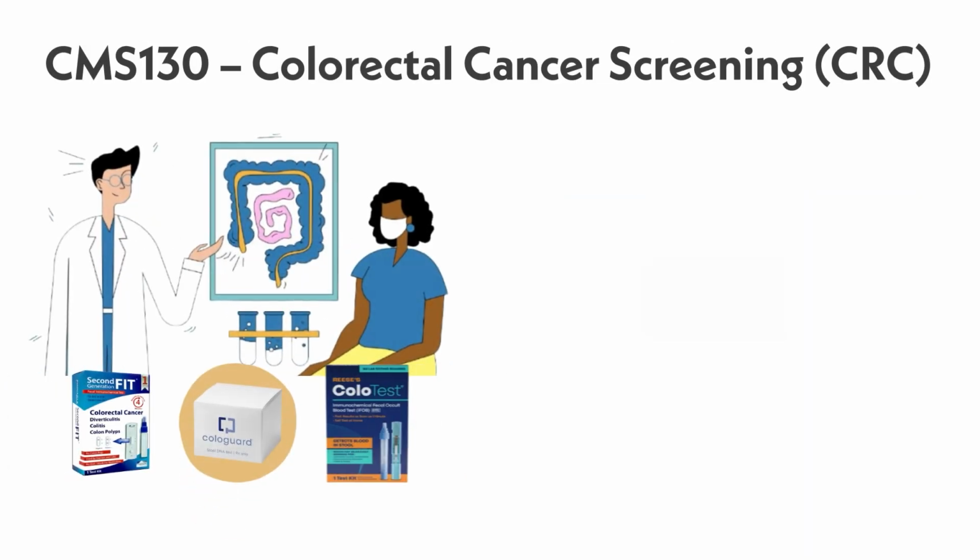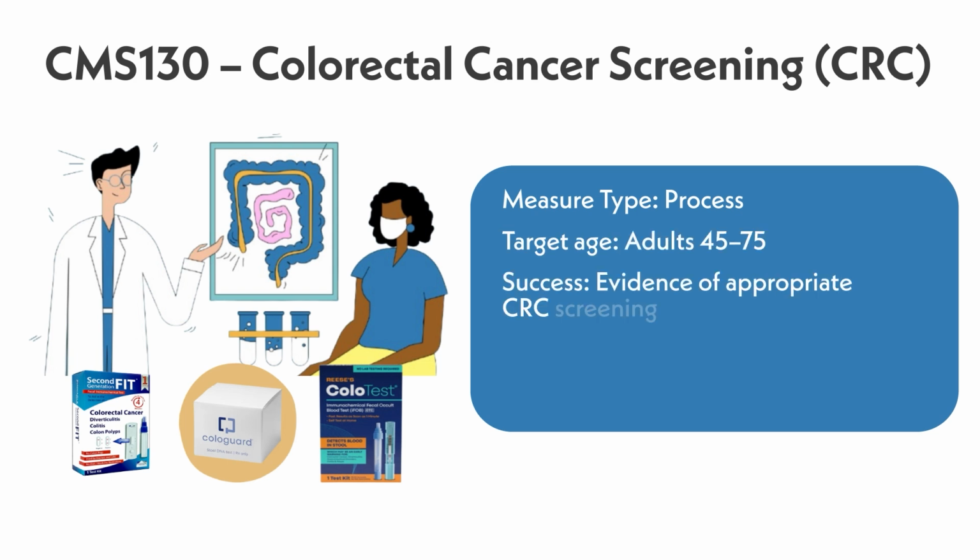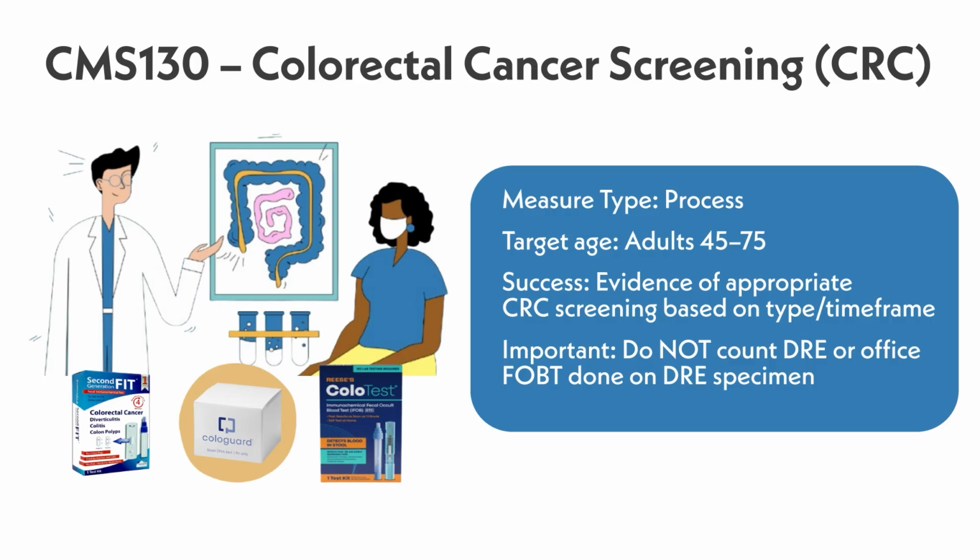This is colorectal cancer screening, quality ID 130. The measure evaluates adults 45 to 75 and determines whether they have evidence of appropriate colorectal cancer screening based on the screening modality and time frame. The specification also clarifies what should not count. Digital rectal exams and office FOBT tests performed on samples collected via DRE are not appropriate screening methods for numerator compliance. Since this measure is being phased into APP Plus for ACO reporting beginning in 2026, it's especially important that clinics have a strong registry and documentation workflow.